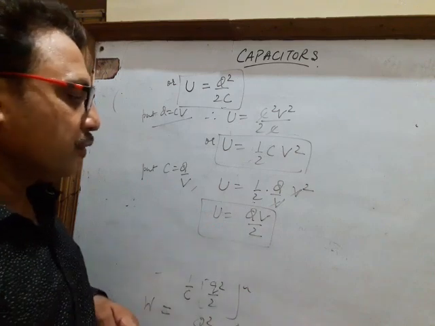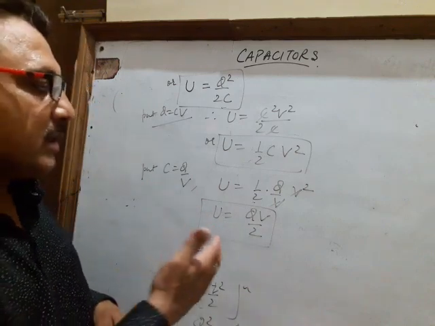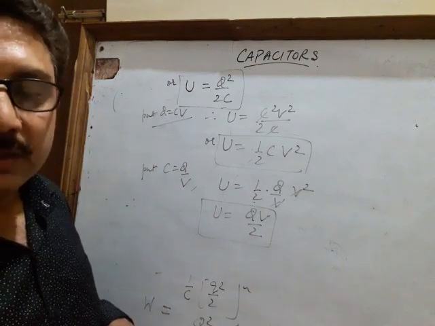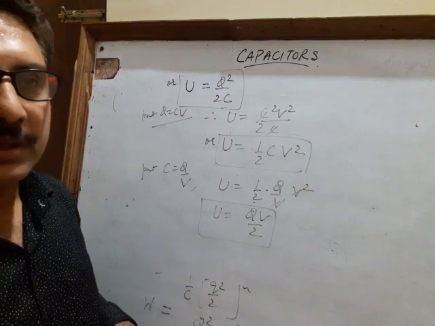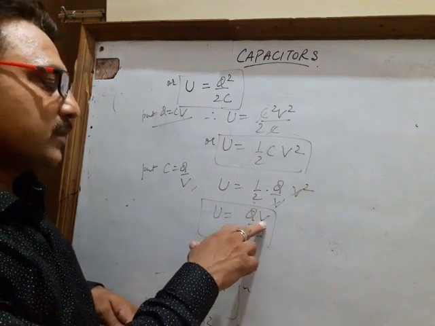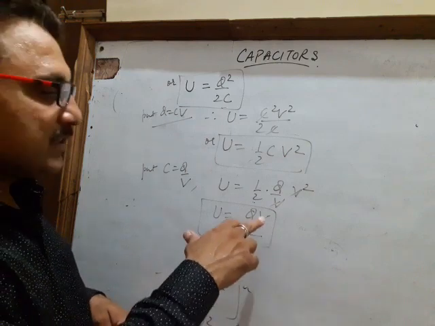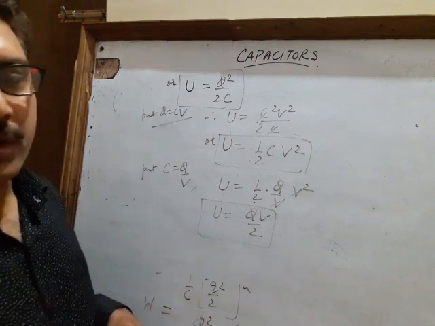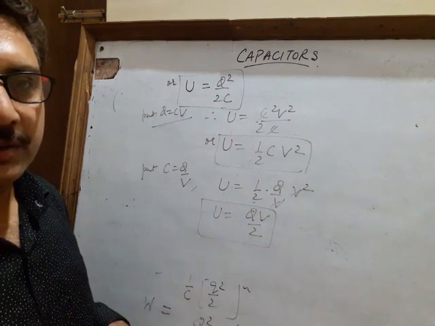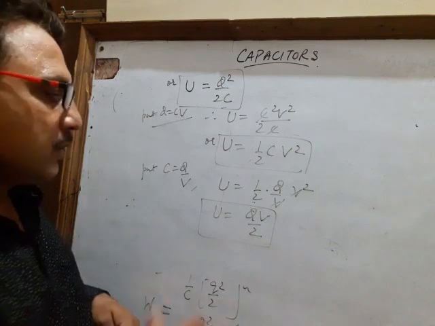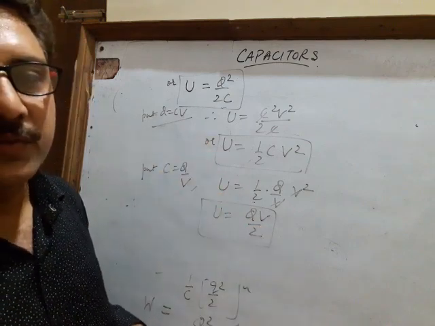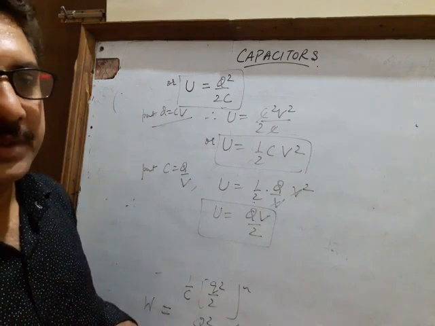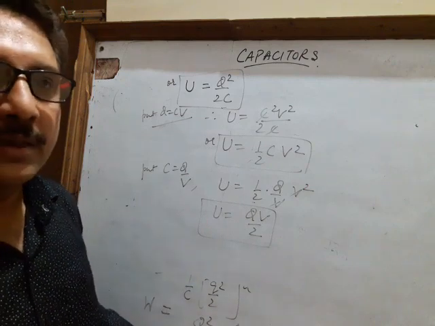And remember the third one, qV by 2. The total amount of energy available to the condenser while charging is qV. Out of that total energy available during the charging process, half, that is 50%, qV upon 2, is utilized as storage of energy in the capacitor, while 50% is dissipated in the form of heat. This is also one important aspect in the charging of a capacitor, which you will be utilizing in the numerical portion.